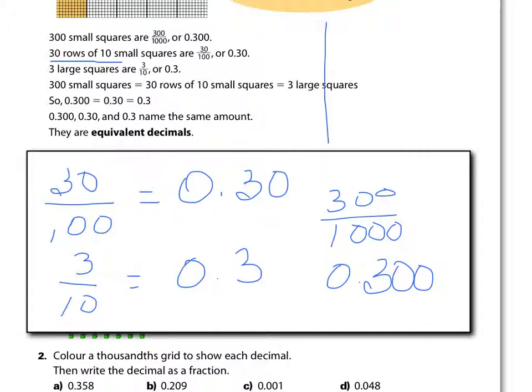So we could have a very large thousandths grid where each of those little squares is divided in 10, and we could have 3 of those rows filled in, which would be 3 tenths, which would be 30 little squares, which would be 30 hundredths, which would be 3,000 tiny little squares, which would be 300 thousandths.